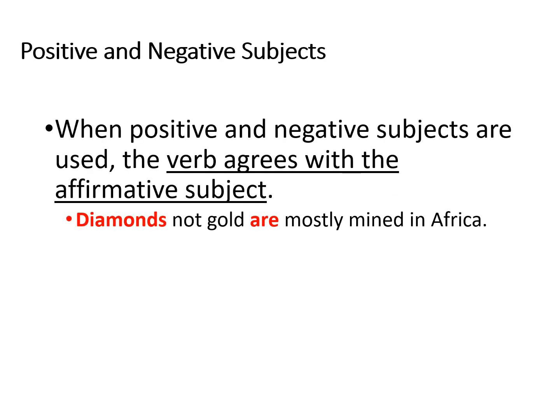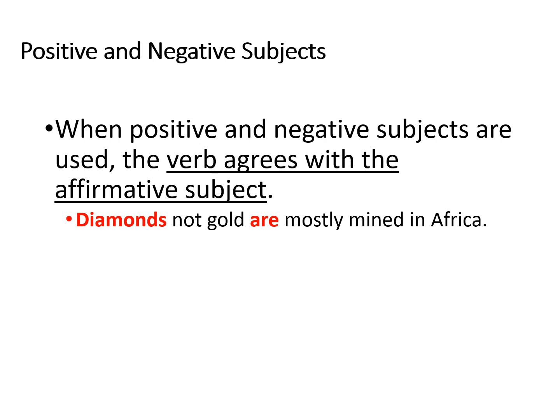We are already on to the last confusing situation that causes errors in subject-verb agreement. Okay, now when you have a positive and a negative subject in an English sentence, the verb always agrees with the affirmative or positive subject. We only have here one example. Diamonds, not gold, are mostly mined in Africa.